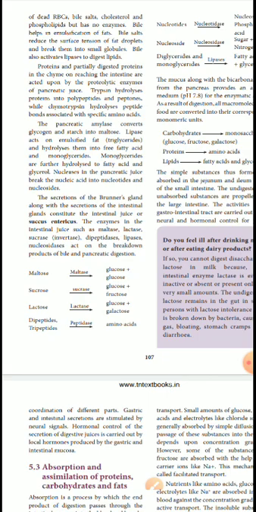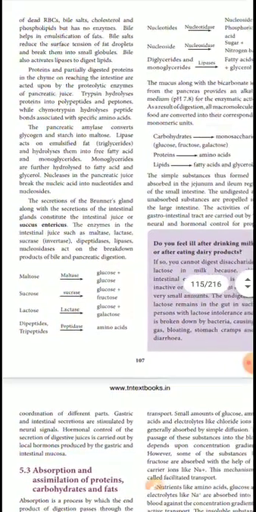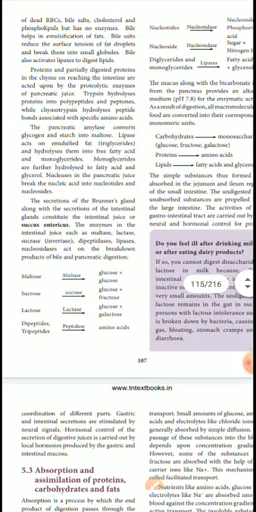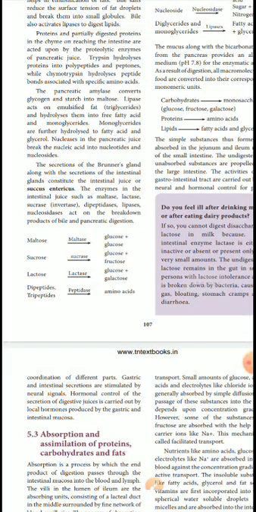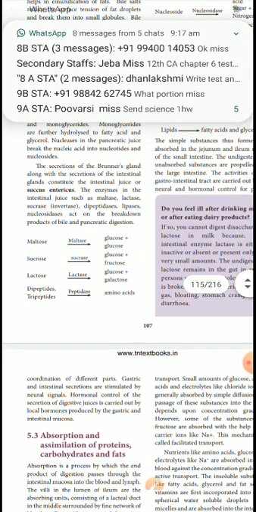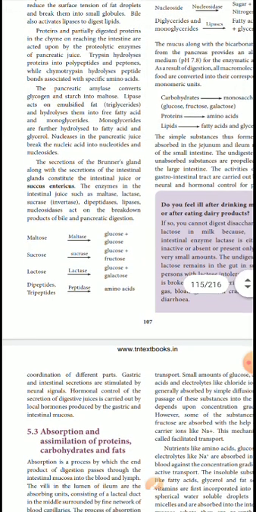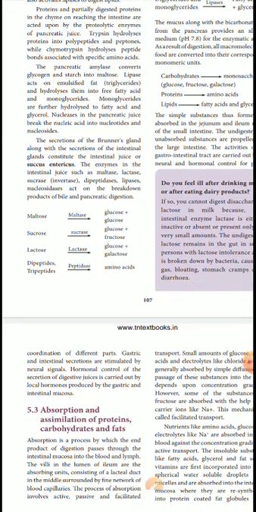Okay, the secretion of the Brunner's gland along with the secretion of the intestinal gland constitutes the intestinal juice called succus entericus. Underline the word, they will ask one word. What are the enzymes present in the intestinal juice? Maltase, lactase, sucrase, dipeptidase, lipase, nucleosidases.